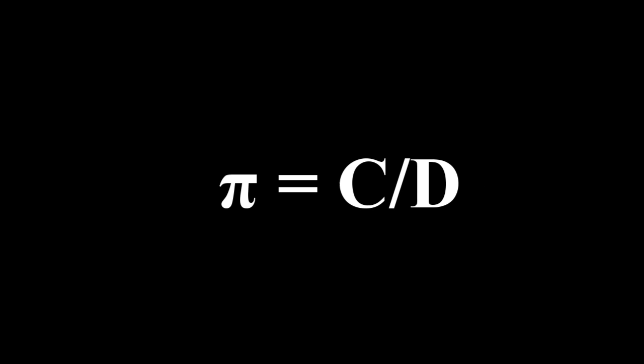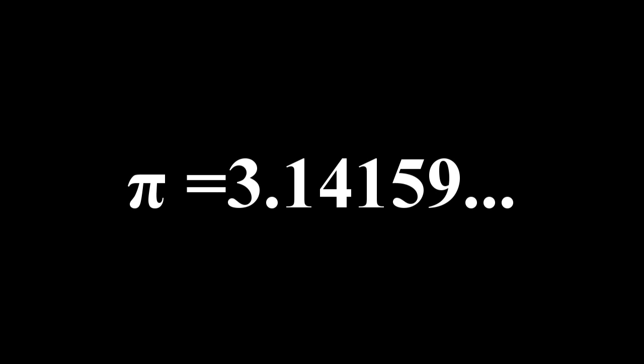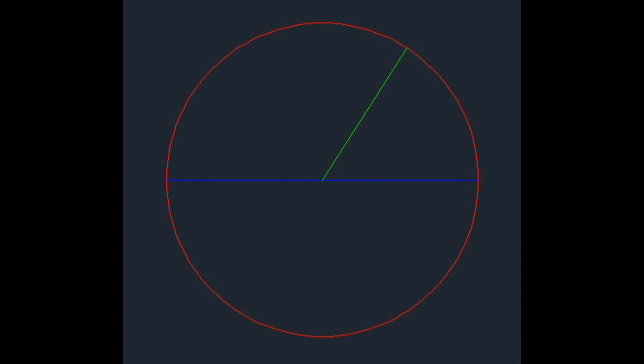What is pi? Pi is the ratio of the circumference over the diameter. Pi is an irrational number that is equal to approximately 3.14159. To better explain pi, let's go over the parts of a circle.